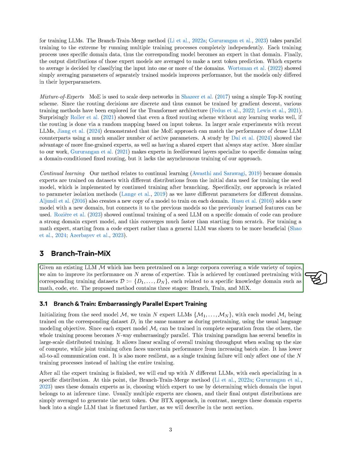Moving on to the Branch-Train-MiX method, we aim to enhance the performance of an existing LLM that has been pre-trained on a broad range of topics in specific areas of expertise. This involves continued pre-training with corresponding training datasets related to specific knowledge domains such as math or code. The method consists of 3 stages: branch, train, and mix.